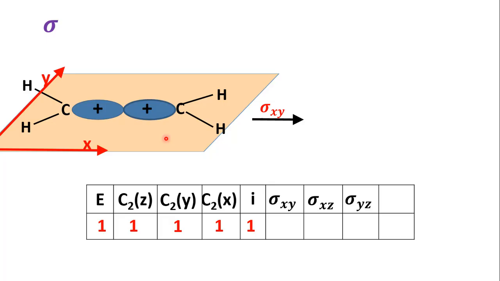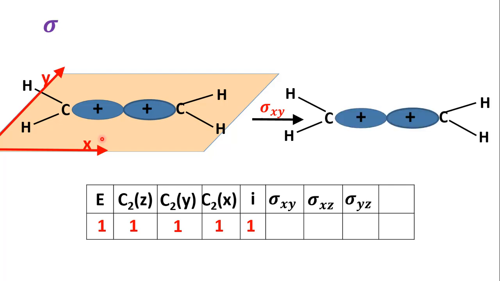When you apply the reflection about the sigma xy plane, both the lobes of the sigma bonding molecular orbital are in the xy plane, and so signs will not be changed and the value will be 1.